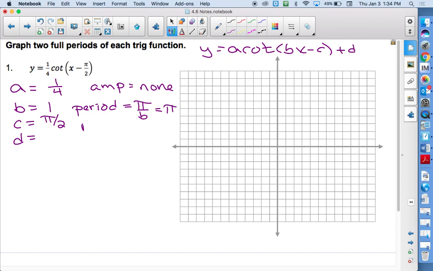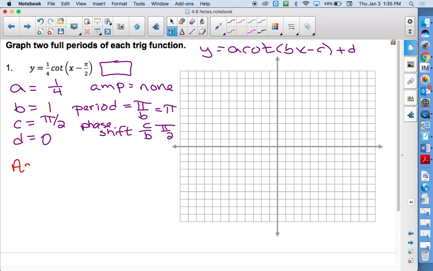So our phase shift is still C over B, but C over B is pi over 2, because pi over 2 divided by 1 is still pi over 2. And then the D value, if there was one, it would have like a +1, a +2, a +3, a +4. That D value would be sitting back here. So there is not one. All right, so that would be the information about the graph.